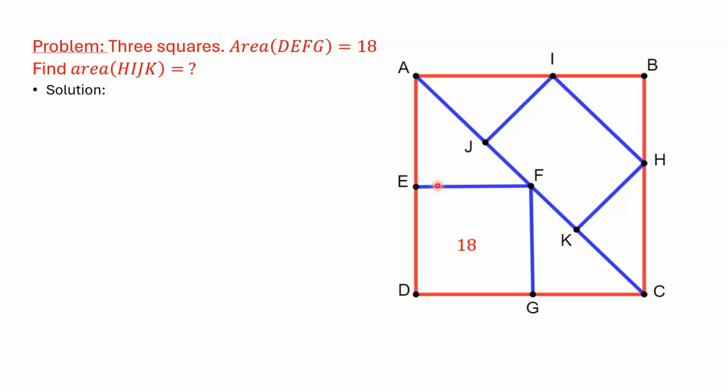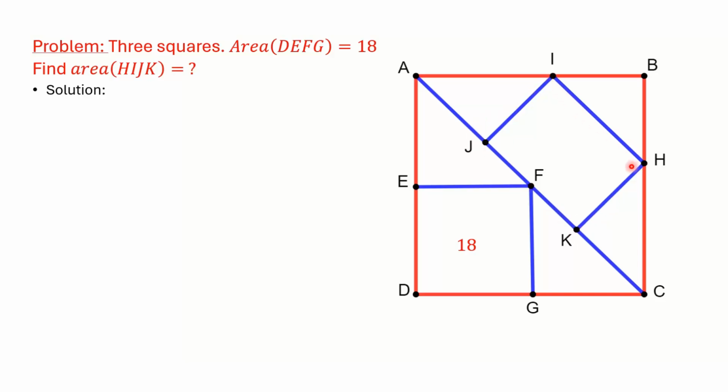Hello friends, in this problem three squares are given. This is A, B, C, D, and inside this square we have E, F, Z, D and I, J, H, K. Area of this square is given and this equals 18 square unit. Then we have to find the area of HIJK, that is this square.